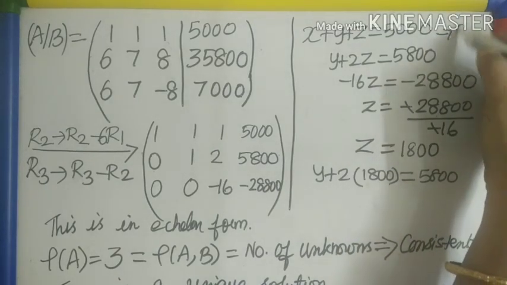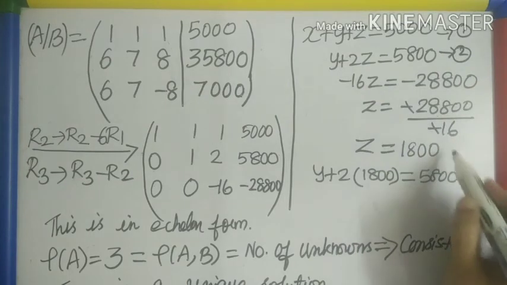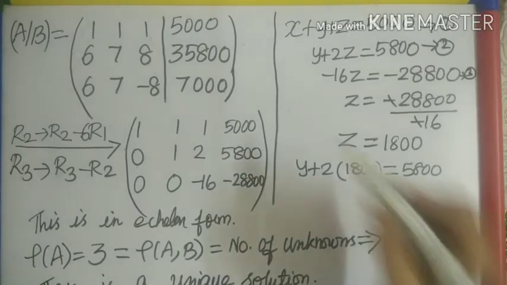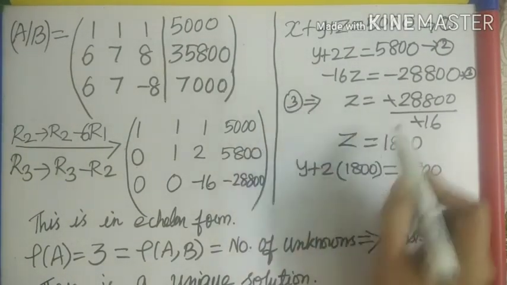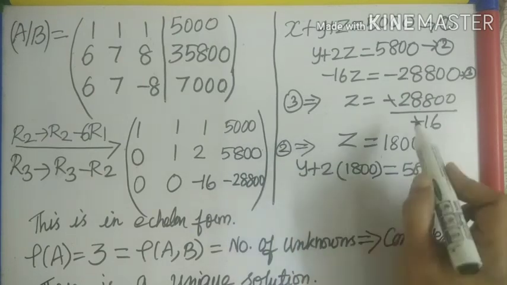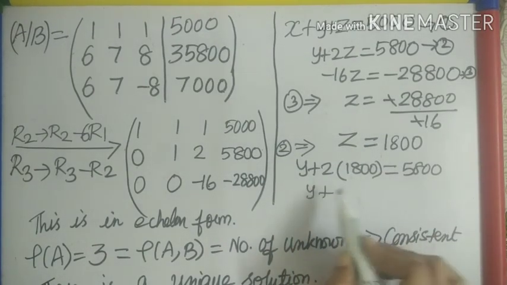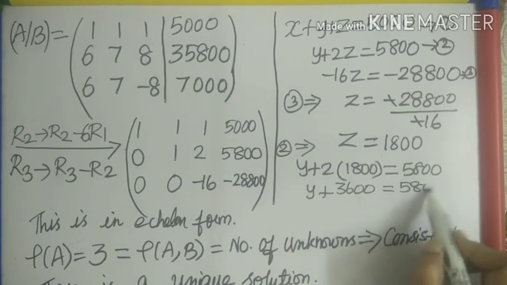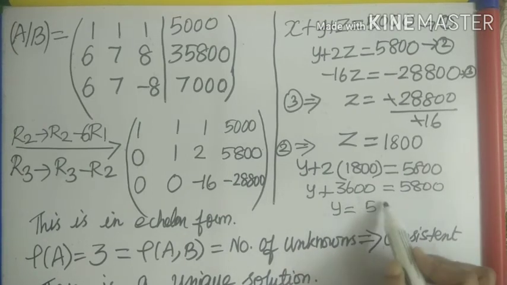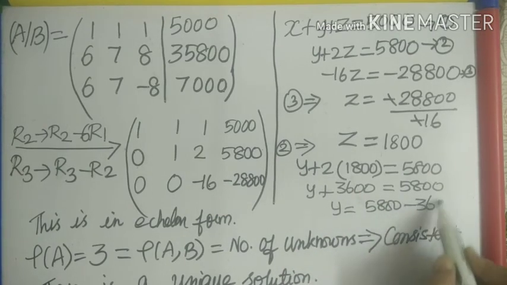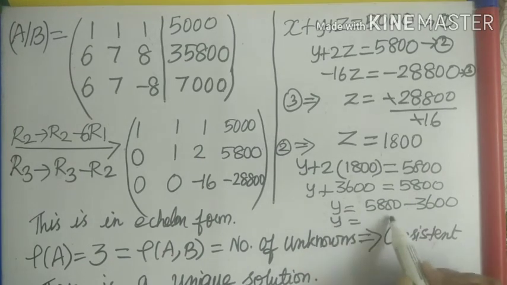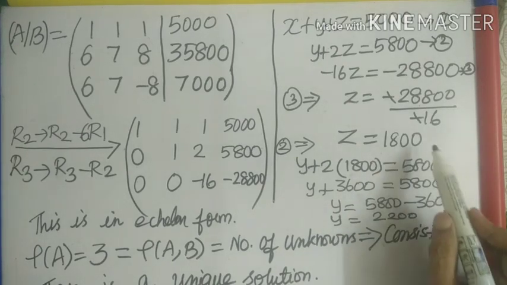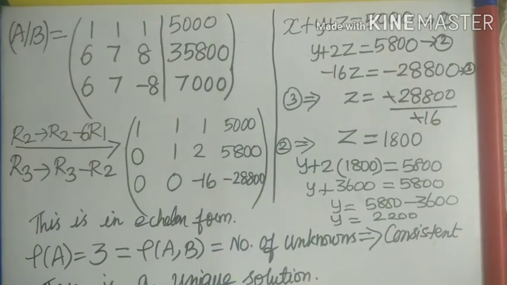For clarity's sake, mark the equations 1, 2 and the third one. This is 3. So third equation gives me Z value. Second equation, I substitute Z, Y plus 2 into 1800, 3600 is equal to 5800, or Y is equal to 5800 minus 3600, you get 2200. So having found Y and Z value, put it back in the very first equation.